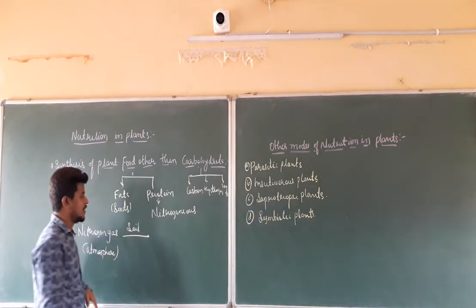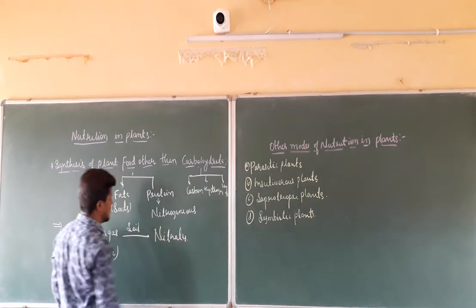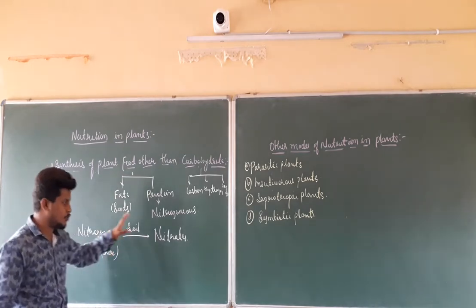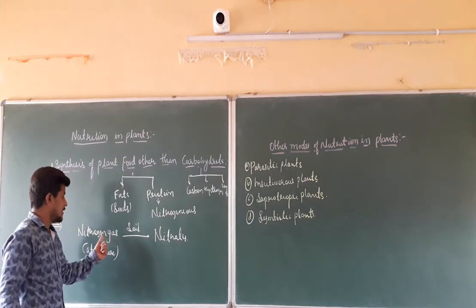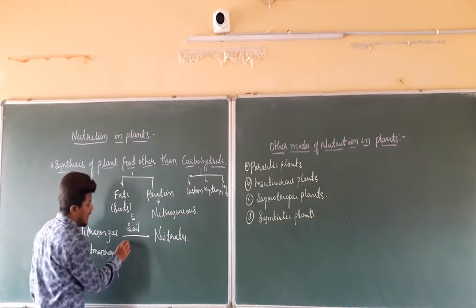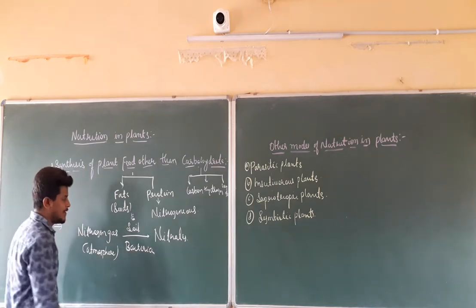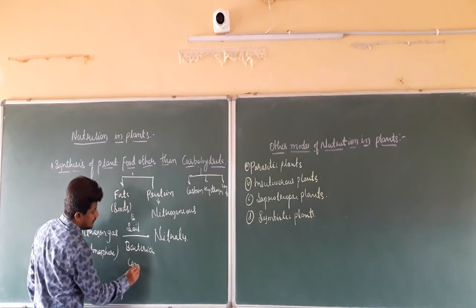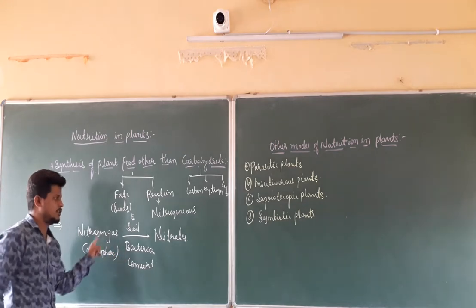This nitrogen is going to be converted into nitrates. Why? Nitrogen is not taken up directly by the plants. For that reason, it should be converted into nitrate. In the soil, bacteria present in the soil convert the nitrogen into nitrates.